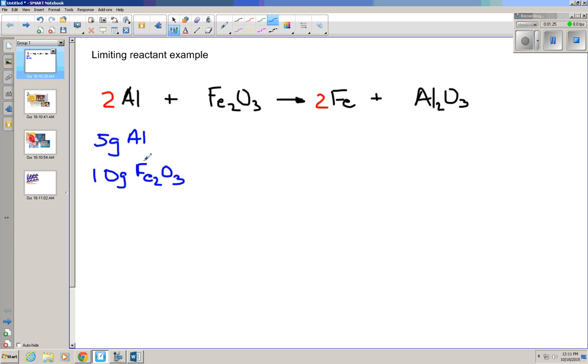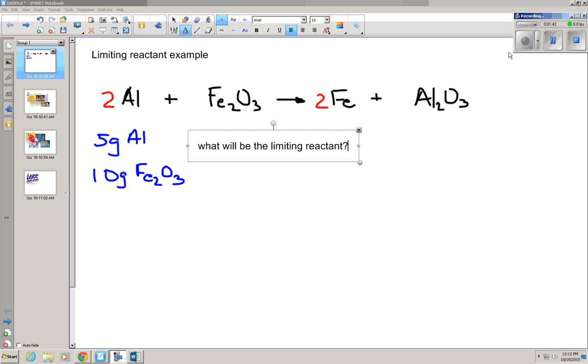If I gave you these two things as starting materials, will there be anything left over at the end of the reaction? Will there be any aluminum or any iron oxide left over? Or I could ask you, which one of these ingredients is going to be the limiting reactant? So let me write that down. So which one of these two things, 5 grams of aluminum or 10 grams of iron oxide, will be the limiting reactant? It's the same thing as saying 5 cups of chocolate chips or 3 cups of brown sugar. Which one will be the limiting reactant in making chocolate chip cookies? So how do I answer this problem?